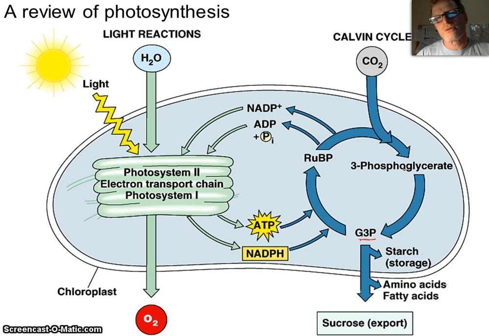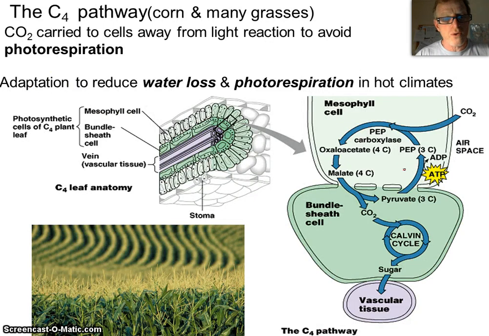So now we're going to talk about two adaptations that plants in hot climates have to avoid this problem. First off, corn, which is one of the universal staples grown in a lot of hot, dry climates, has this adaptation. Here are the mesophyll cells. These are the main photosynthetic cells, and they're producing a lot of oxygen, and that oxygen is going to be diffusing, hopefully, out through the stomata out here.